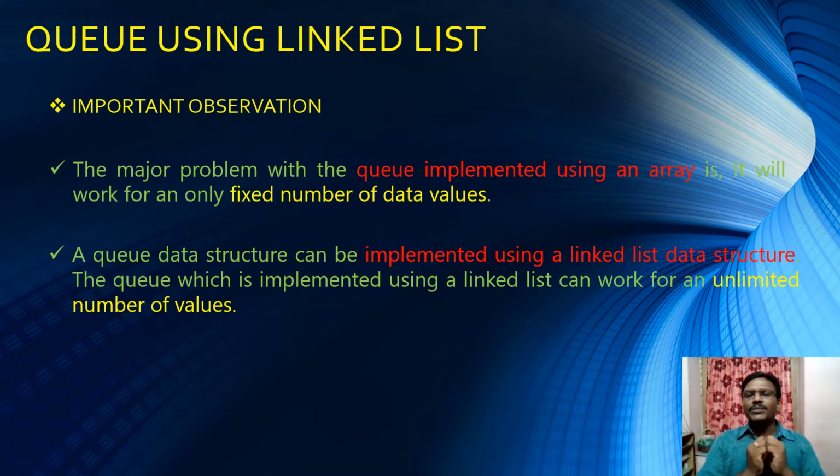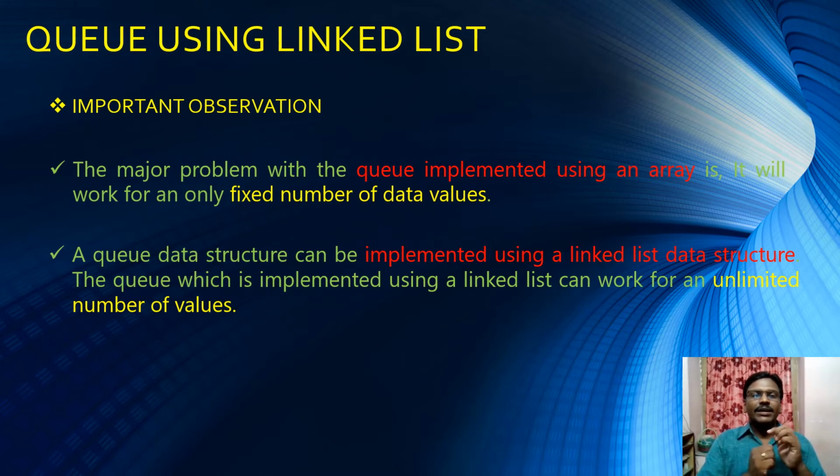The major problem with the queue implemented using an array is it will work for only a fixed number of data values. It means using an array it is a static declaration. Before execution, you assign some constant, it means a fixed size. For example, if I am using 10, only a maximum of 10 values can be stored. In case of deleting elements also, you cannot insert extra values. That is the main disadvantage of using arrays.